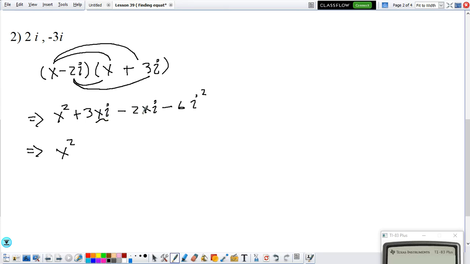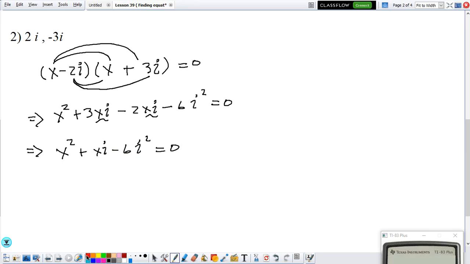Here, I see that I have two xi's. So 3xi minus 2xi is equal to just 1xi, minus 6i squared. Sorry, I forgot to set it equal to 0 here. It should always be equal to 0 from the beginning, just like in our previous example.